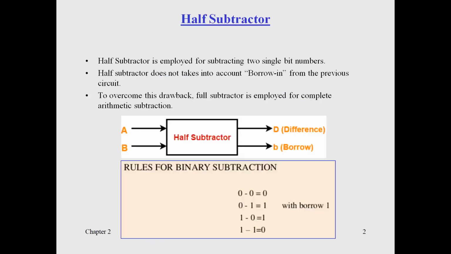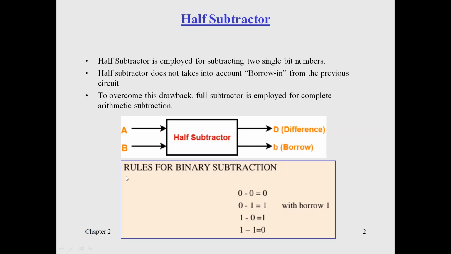Let's start. So let us talk about half subtractor at the beginning. Half subtractor is employed for subtracting two single bit numbers. Half subtractor does not take into account borrowing from the previous circuit. To overcome this drawback, full subtractor is employed for complete arithmetic subtraction, which we will be discussing in the succeeding slides. Now in half subtractor, there are two inputs A and B, as it is 2-bit subtraction, and this is logical circuitry. It produces difference and borrow.